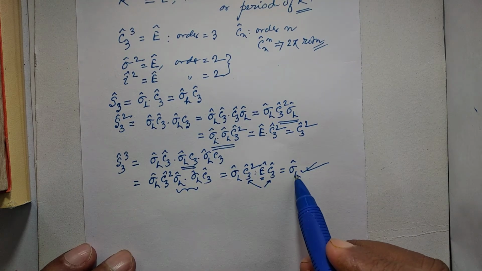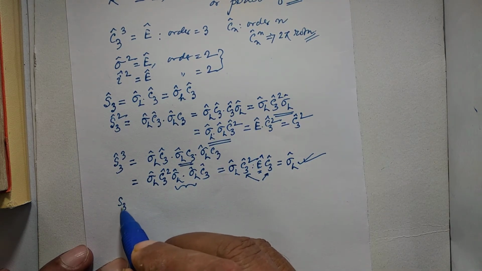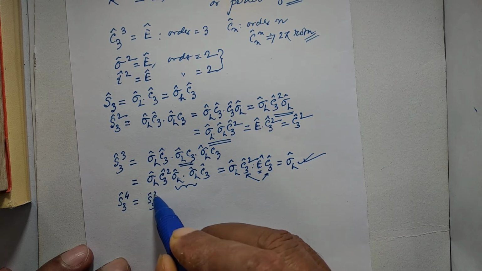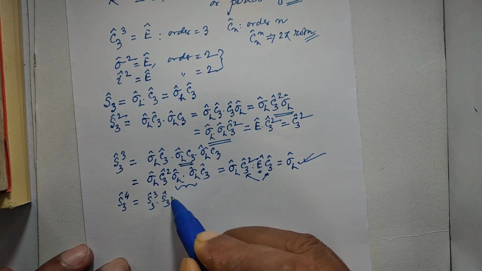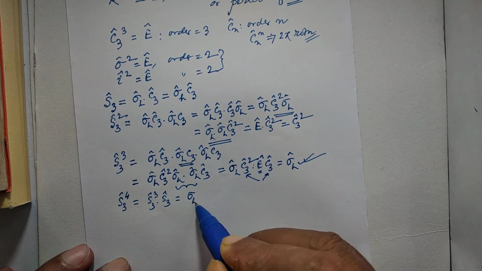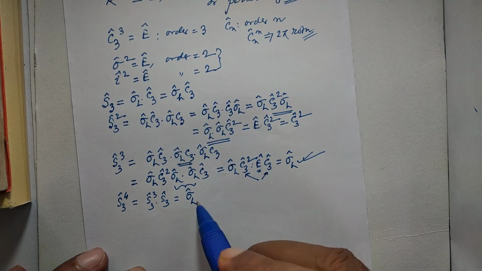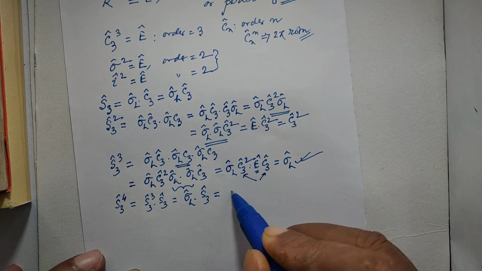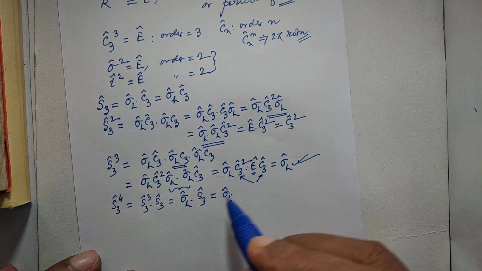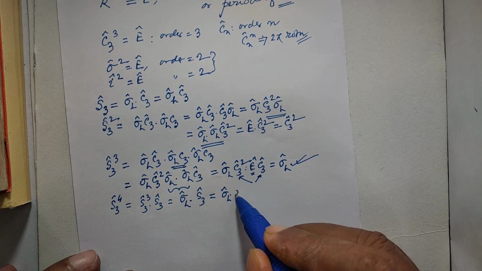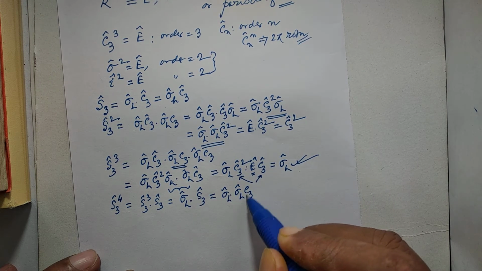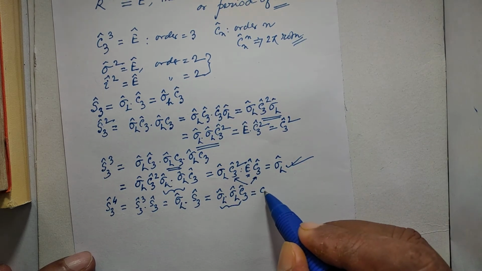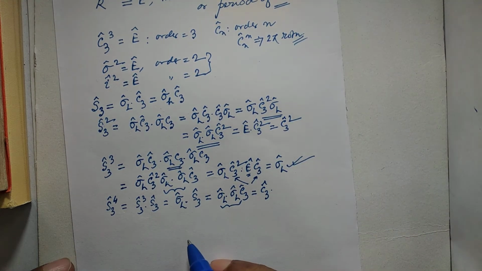S3 three times is sigma h. S3 four times means S3 three times into S3. S3 three times is sigma h, which we have just obtained. This is sigma h into S3. Sigma h is sigma h, and then S3 is sigma h C3. This is identity, therefore this is C3.